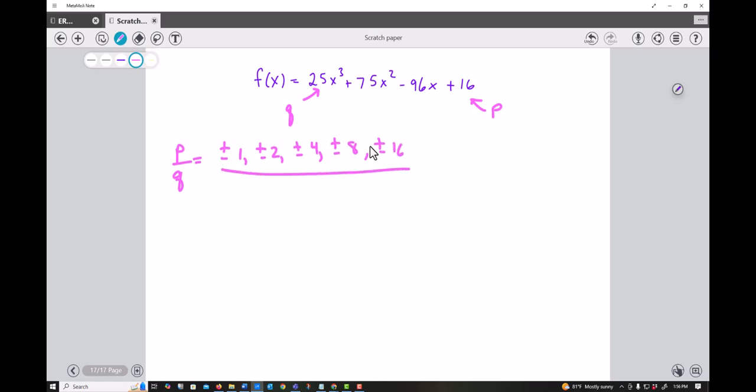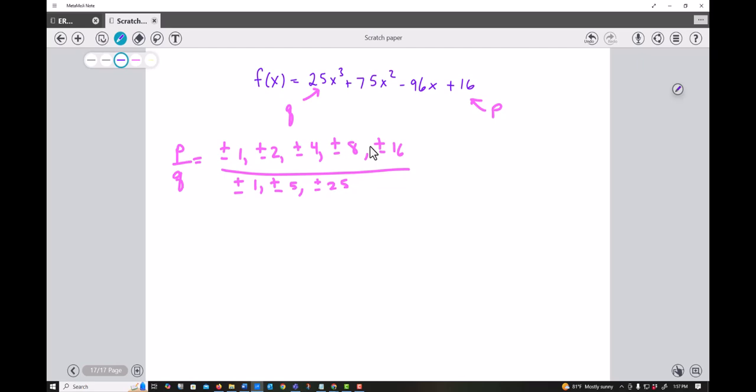Then all the factors for Q would be plus and minus 1, plus and minus 5, and plus and minus 25. So what I'm going to do is write all of these in terms of P over Q.